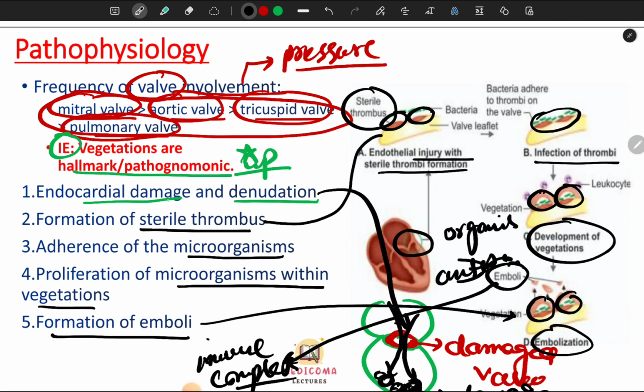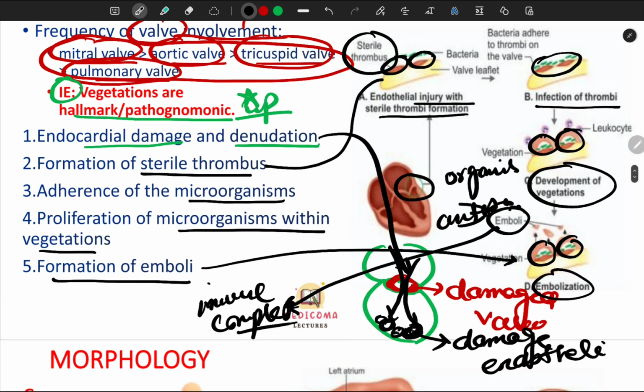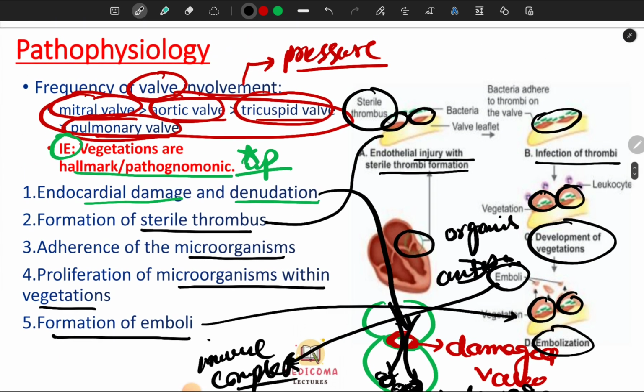So first there is endocardial damage and sterile thrombus formation. After the sterile thrombus formation, microorganisms can attach to these sterile vegetations and enter them. Then there is adherence and proliferation of the microorganisms and formation of emboli. These are the steps involved in the pathophysiology of infective endocarditis.